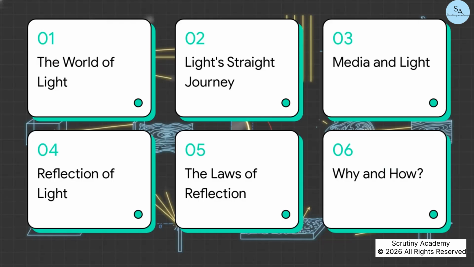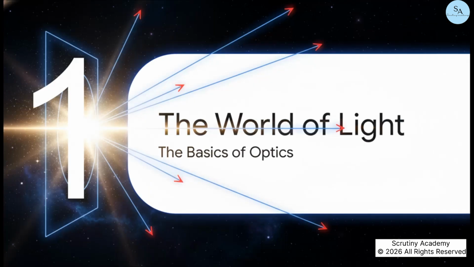So here's our roadmap. We'll kick things off with the basics of light. Then we'll look at how it travels and what happens when it interacts with different materials. After that, we'll get into the real magic of reflection and its unbreakable rules. And we'll wrap it all up with a pretty cool real-world application. Okay, let's start right at the beginning with the world of light.